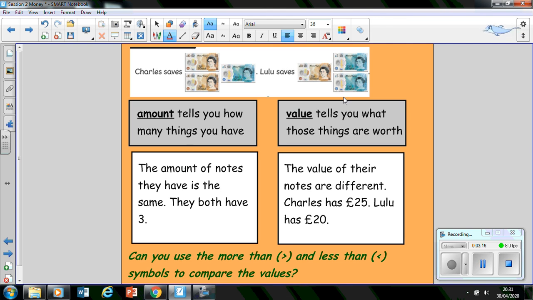Okay, now pause the video and can you use your more than and less than symbols to tell me who saved more? I may have given you a clue in the previous slide. Who saves more? Okay, and we'll come back together.